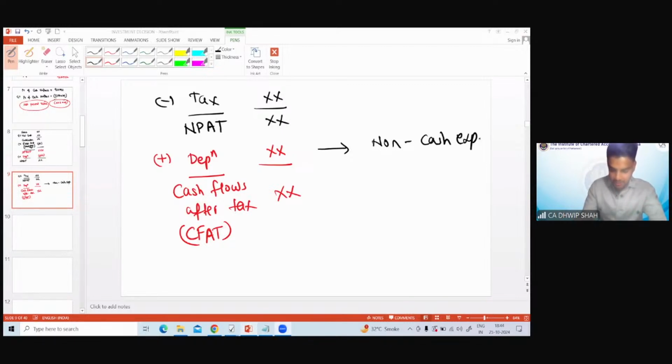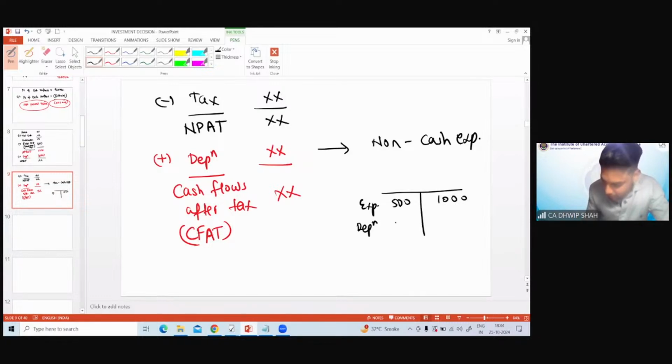Adik, you didn't understand? Depreciation is an expense, na? See, again, you don't know how depreciation helps in tax saving. So let me help you. Let's say 1000 is my revenue. There are certain expenses in my business. Let's say 500, and there is depreciation of 100.